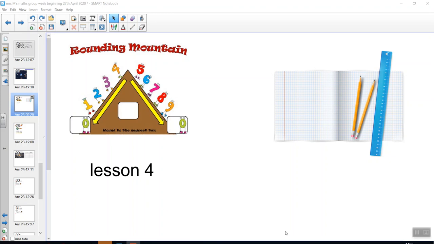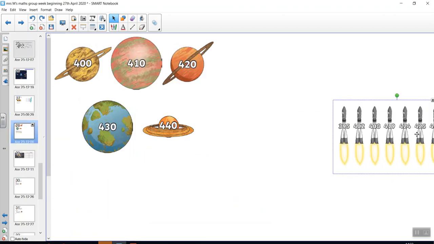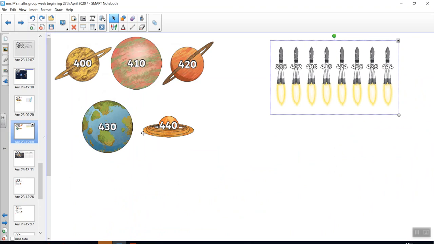Hello children, this is the fourth lesson on rounding for Mrs Mitchell's Maths Group. Today we're going to look at rounding multiples of 10 again. So what we have here are some planets and each of the planets is a multiple of 10.